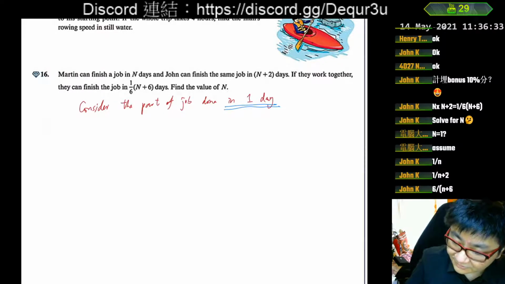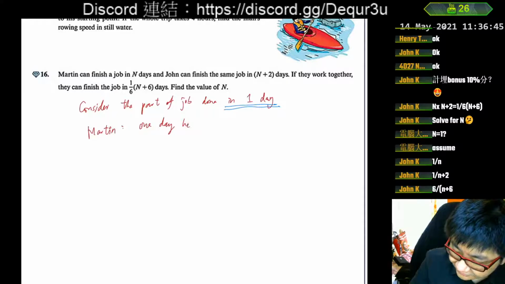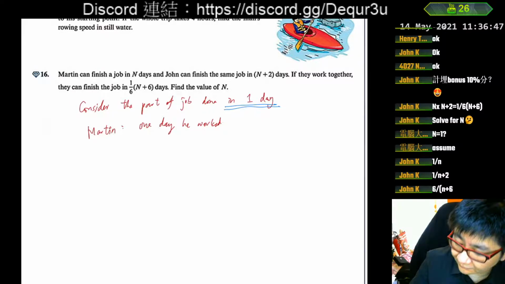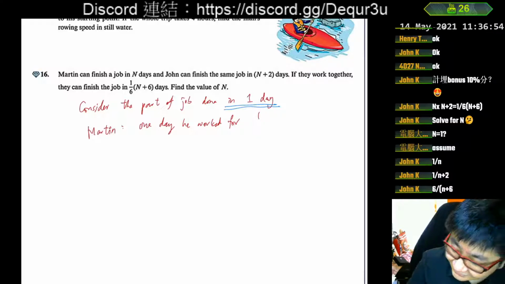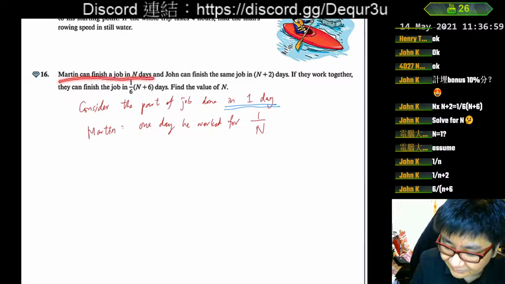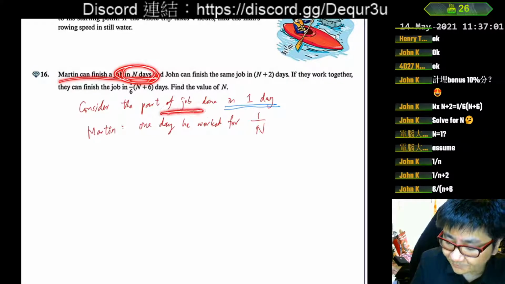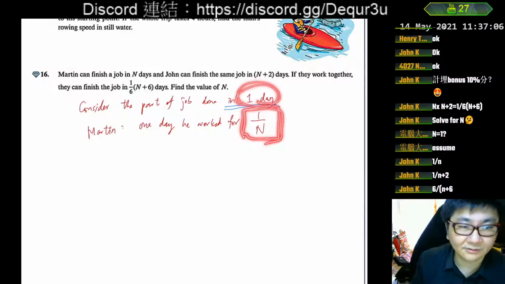Okay, so consider the work they've done in one day. Then for Martin, in one day he worked for, it will be 1/6, sorry, not 6, I wrote it wrong. It will be 1/n. This is because altogether Martin needs n days for the whole job, and now if it is only one day, then he works for 1/n of the job.